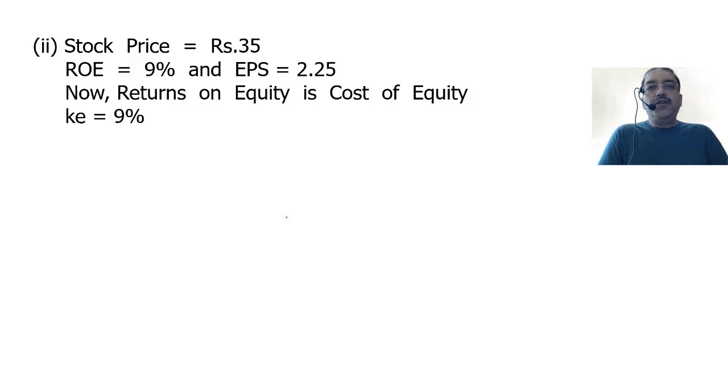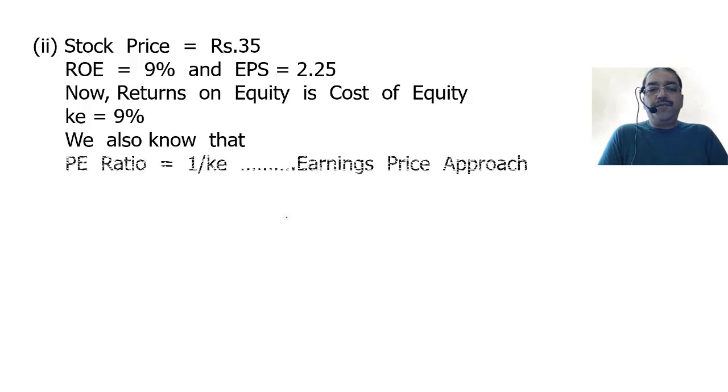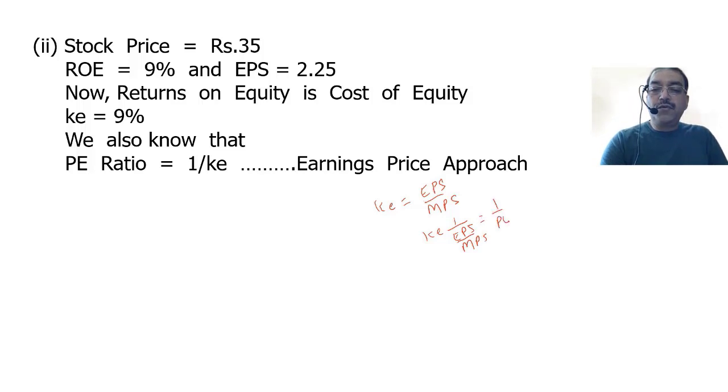Now P/E ratio is equal to 1 upon KE. That is as per the earnings price approach. Earnings price approach, KE is equal to EPS upon MPS. So KE is equal to 1 upon P/E ratio, since EPS upon MPS is 1 upon P/E ratio. So P/E ratio is equal to 1 upon KE. From there we are getting that.